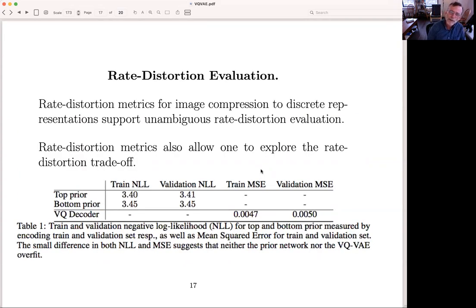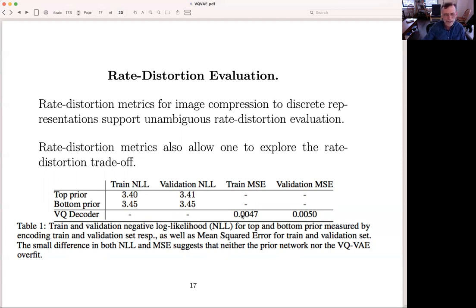You can also do a direct rate distortion evaluation. Now, I'm not very happy with the numbers they report here. I believe these are the negative log likelihoods of those autoregressive models measured as language models. What's the negative log likelihood of the probability of the next symbol? That's the way you would evaluate a language model. And then there's this mean squared error, the difference between the reconstructed image and the given image.